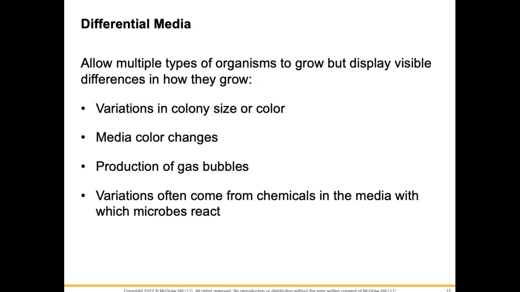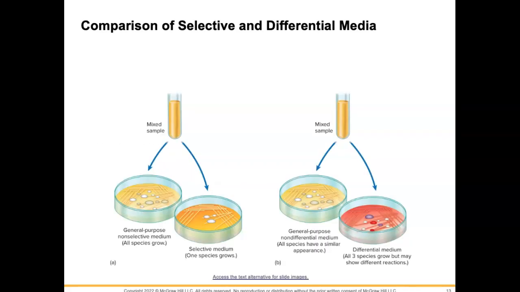Same idea here. The media can have color changes, and that depends, in some cases, on pH, production of gas, and so on, which will cause all these differences in how the media looks. And based on how the media looks, then we can narrow down what microbes might be growing on that particular media. So variations come from the chemicals in the media with which the microbes react. And this is an example of that.